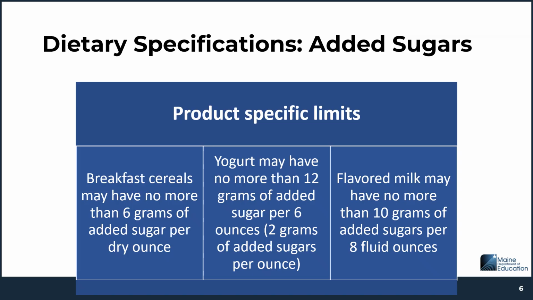So again, starting July 1st, 2025, there are product-specific limits on added sugar for breakfast cereals, yogurt, and flavored milk. Breakfast cereals may have no more than 6 grams of added sugar per dry ounce. Yogurt may have no more than 12 grams of added sugar per 6 ounces, or 2 grams of added sugar per ounce. And finally, flavored milk may have no more than 10 grams of added sugar per 8 fluid ounces.